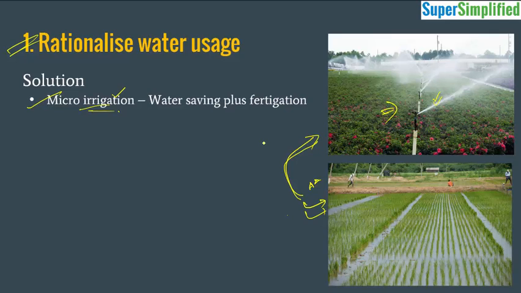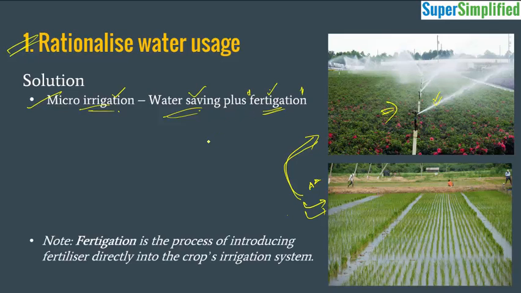In drip irrigation, perforated pipes are placed either above or slightly below the ground, and the water is dripped on the roots and stems of the plants directly, so that there is a more precise irrigation to the crops. And it also reduces the consumption of fertilizer. So you are saving water first of all, and you are also reducing the consumption of fertilizer because of fertigation.